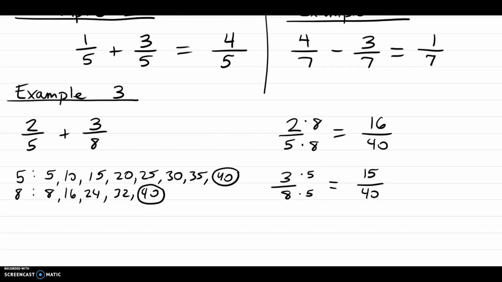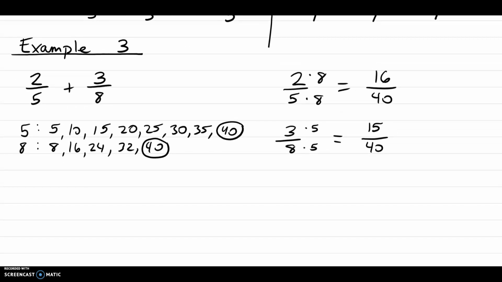So now I can add those two fractions together. 16/40 plus 15/40 gives me 31/40. So the rule is you just have to make sure you have the same common denominator in order to add. This also applies for subtraction.